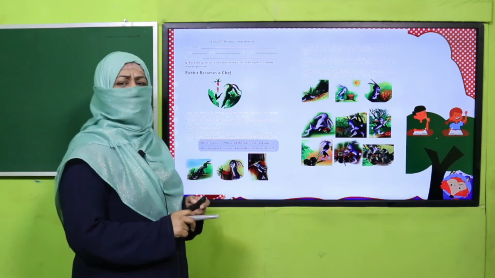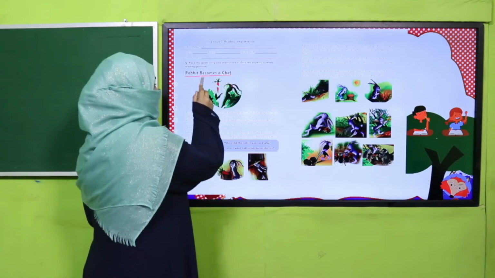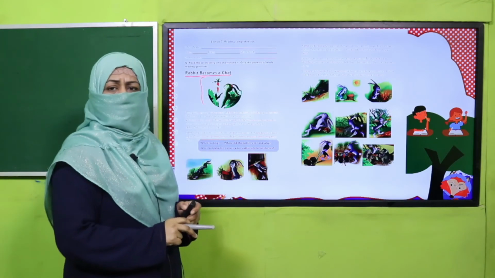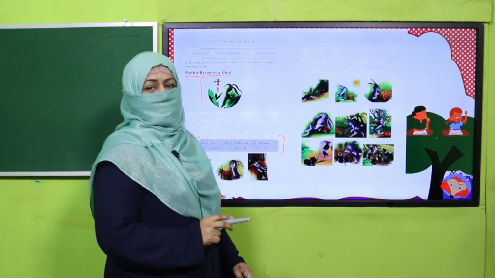And students, once again, it's a very interesting story. And pictures are there. First, you will look at the picture, predict the story. There are while reading questions. You should read the questions before going to the next text. And in this way, you will learn a lot, inshallah.